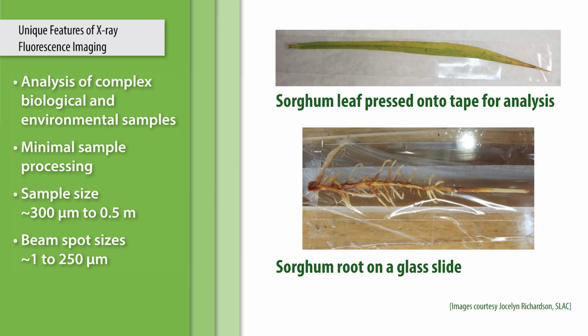There are relatively few sample constraints to XRF imaging, which makes this technique amenable to complex and heterogeneous biological and environmental samples. At various XRF imaging beamlines across the DOE user facilities, samples of up to half a meter and down to a few hundreds of microns in size can be measured at the appropriate spatial resolution. Beam spot sizes range from 250 microns to 1 micron, and a range of X-ray energies can be applied. No other techniques can achieve such analysis with the complex and heterogeneous samples of BER researchers.